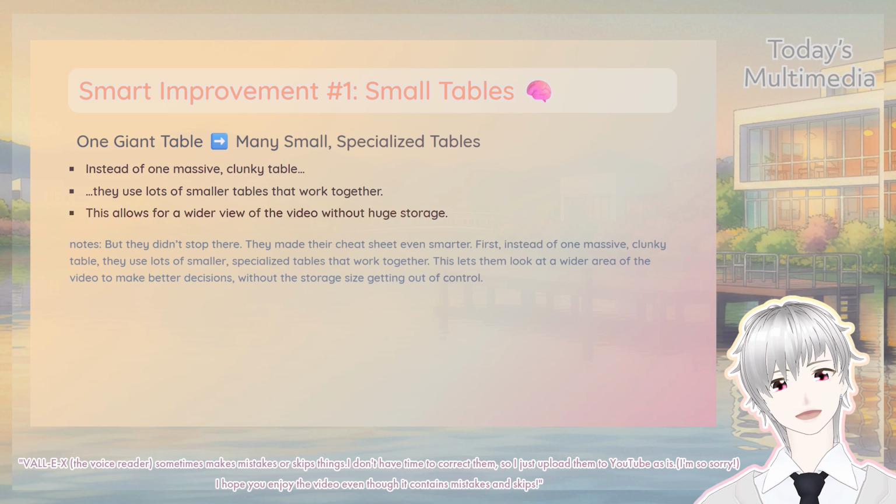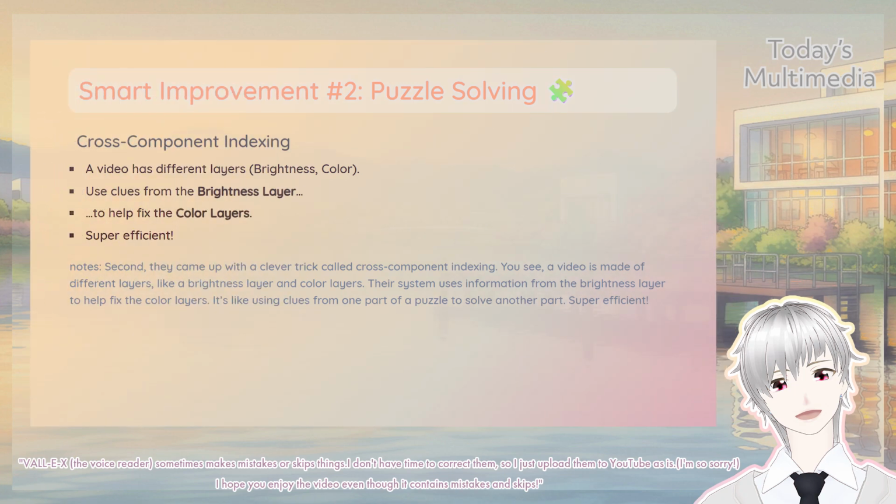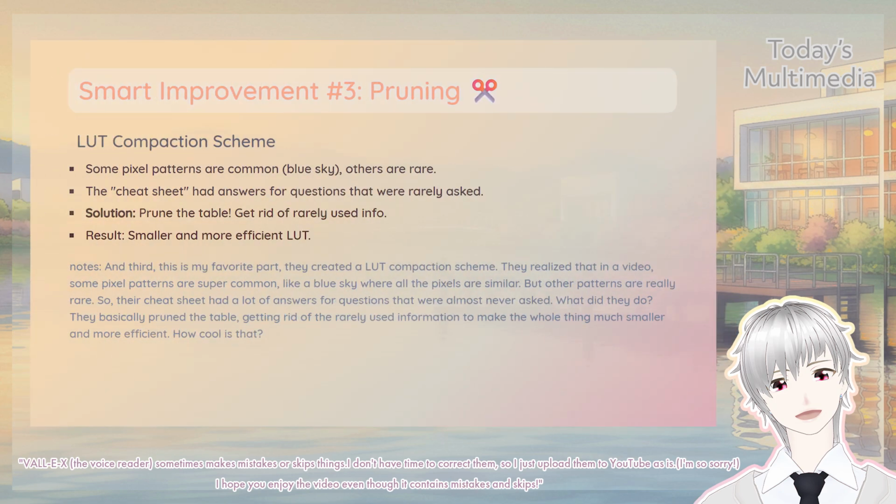First, instead of one massive clunky table, they used lots of smaller, specialized tables that work together. This lets them look at a wider area of the video to make better decisions, without the storage size getting out of control. Second, they came up with a clever trick called cross-component filtering. You see, a video is made of different layers, like a brightness layer and color layers. Their system uses information from the brightness layer to help fix the color layers. It's like using clues from one part of a puzzle to solve another part. Super efficient.